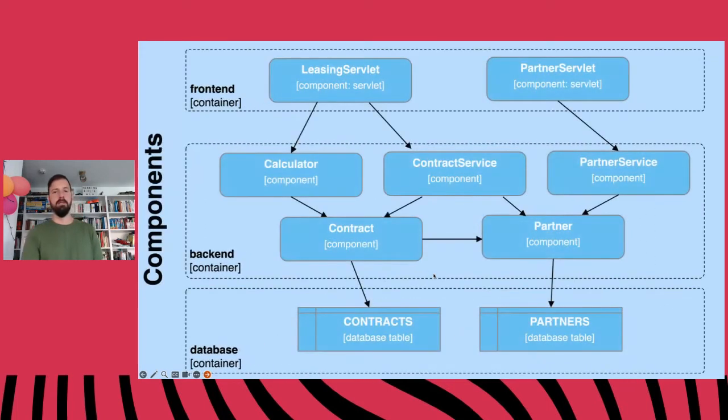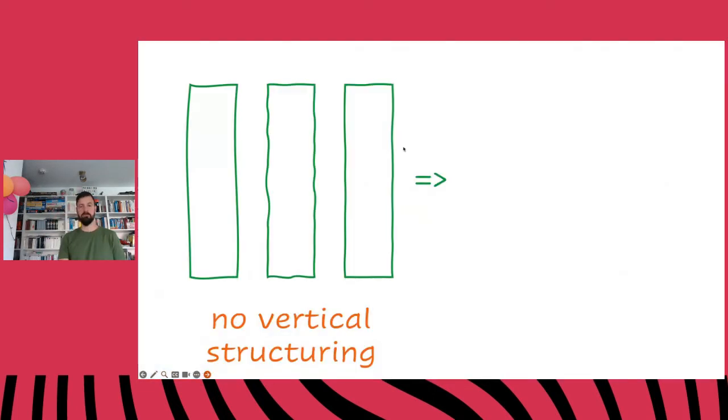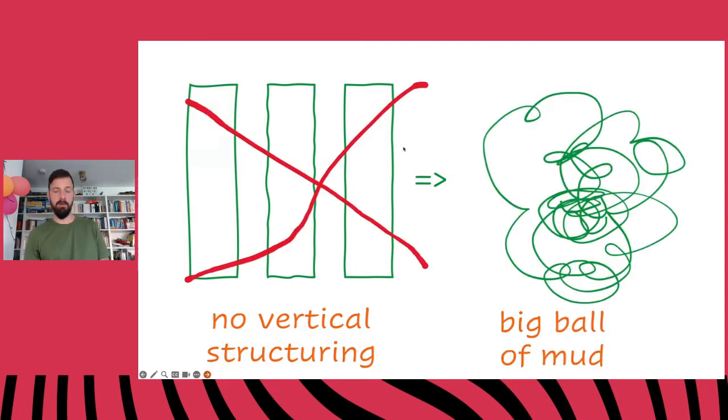And when we go deeper into the components view, we can see the front end is built from a leasing servlet and a partner servlet, and in the back end there's a calculator, a contract service, and a partner service. Again, focusing on what's good here, we can see a lot of domain words. We can see domain language, or ubiquitous language as it's called in DDD. That's nice. Even the database tables have names from the domain. What's not so nice is that we can see the language, yes, and we can see the horizontal architecture, the layers, but there is no vertical structure. There is no structure from top to bottom. That's why we call this a big ball of mud, right? And wait a second.